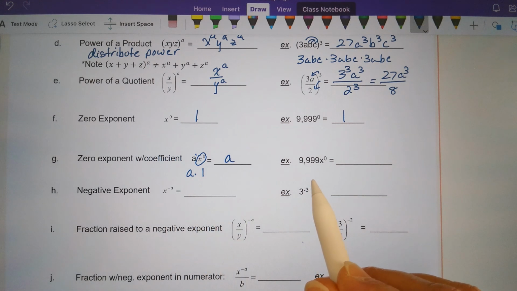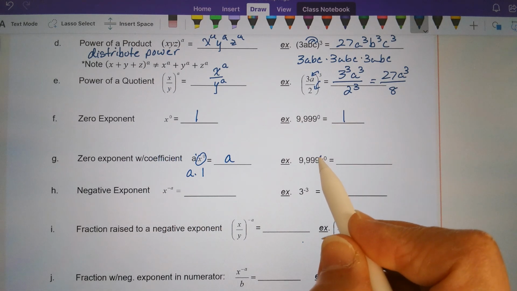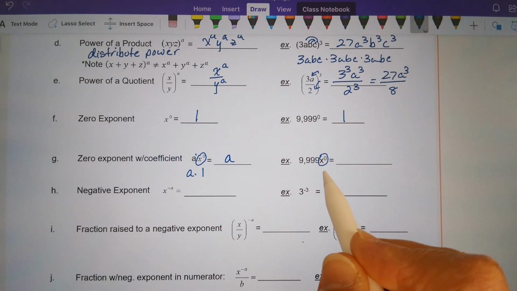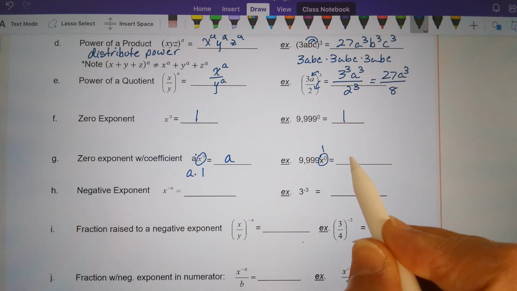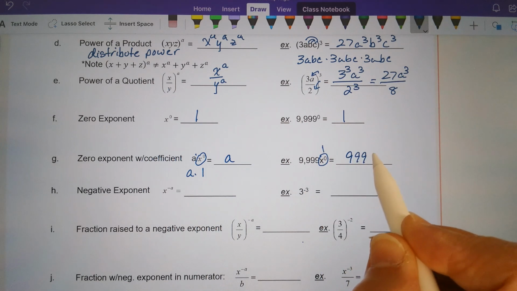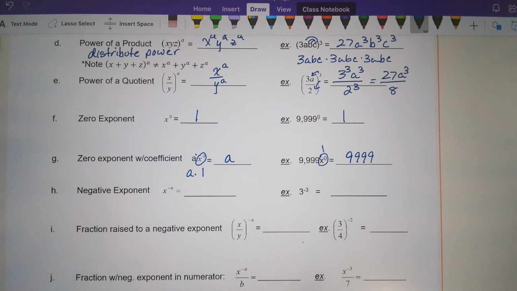So when we have our example, 9,999 x to 0, again, this power of 0 is only with the x. So x to the 0 is 1 times 9,999 is just that, 9,999.